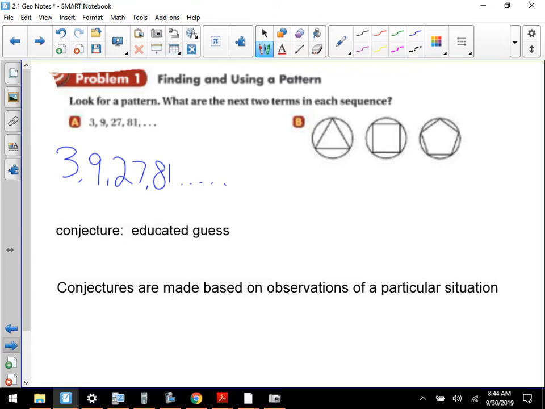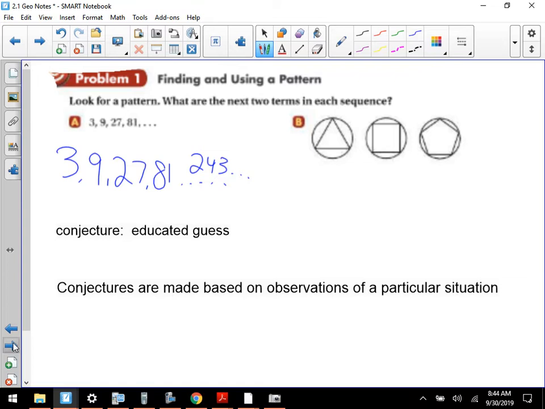9 times 3 is 27. 27 times 3 is 81. 81 times 3 would be? 200 and... what's 8 times 3? 243, very good. Who said that took the answers right out of it? And so on and so on, okay? The idea is you're just figuring out the pattern so you can continue it, okay? You've done this before. You just didn't realize that this is what it was called, okay?